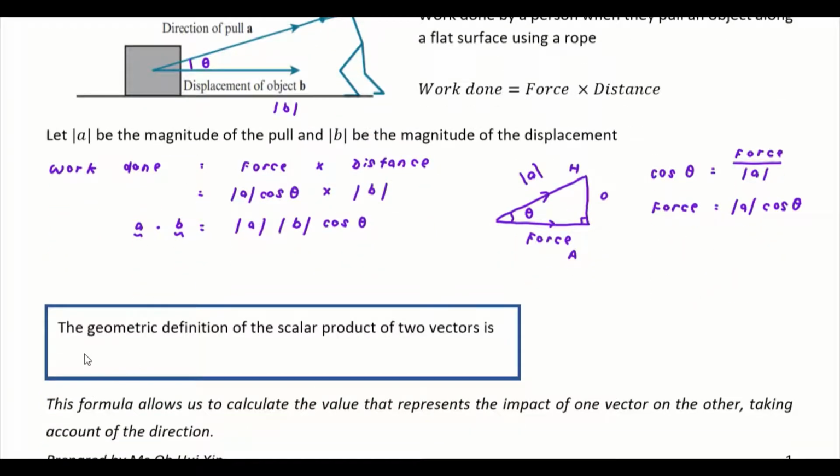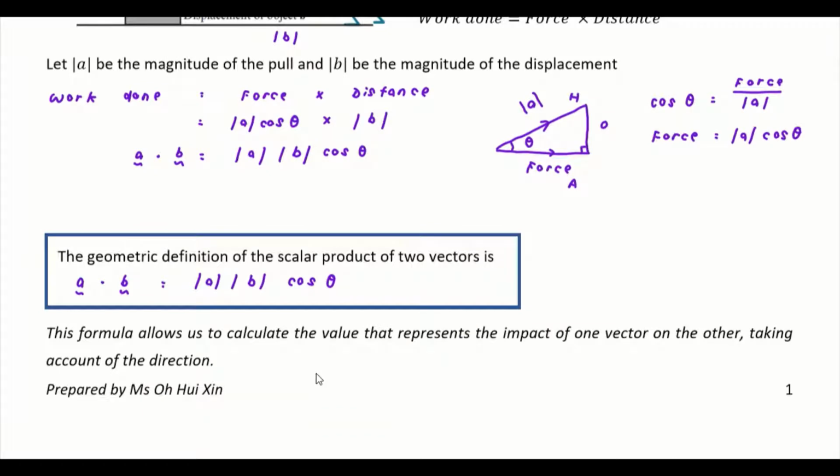So we write it here: A dot B is equal to modulus A multiplied by modulus B multiplied by cos theta. Alright, so this formula allows us to calculate a value that represents the impact of one vector on the other. When we multiply them together to get a product, we take into consideration the magnitude and also the direction of the vector by using the theta here. Because vectors involve both direction and magnitude, when we multiply them together we need to take these two components into consideration. So we have magnitude here and we have direction here.